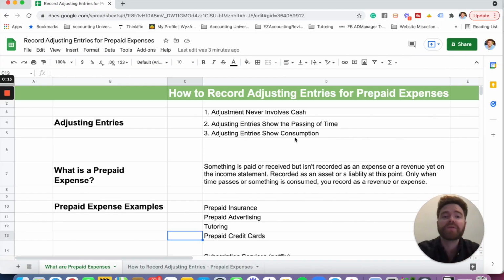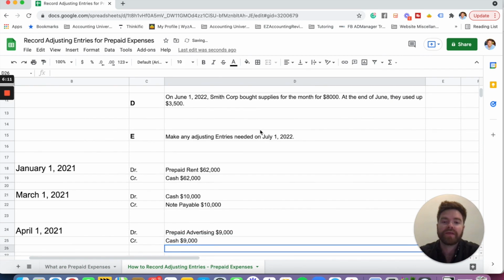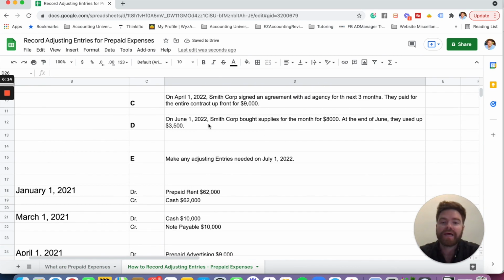Hey there students, in today's video we're going to be talking about how to record adjusting entries for prepaid expenses. First we're talking about what are prepaid expenses, what are adjusting entries, go through some examples, then we'll go through some actual transactions where you record the transaction and then later record the adjusting entry for that transaction. Let's get into it.